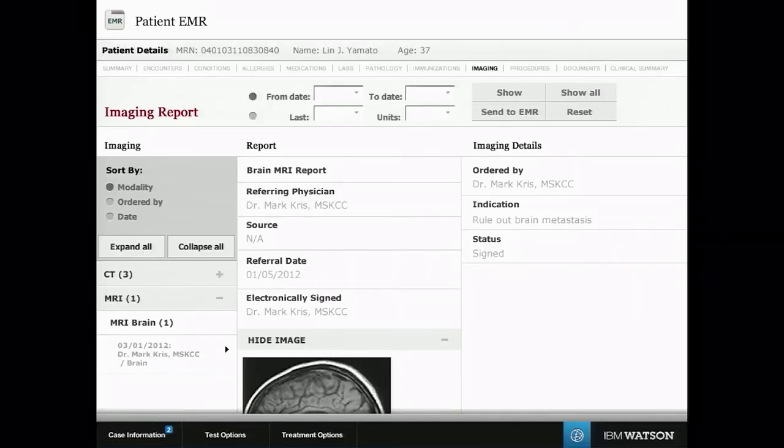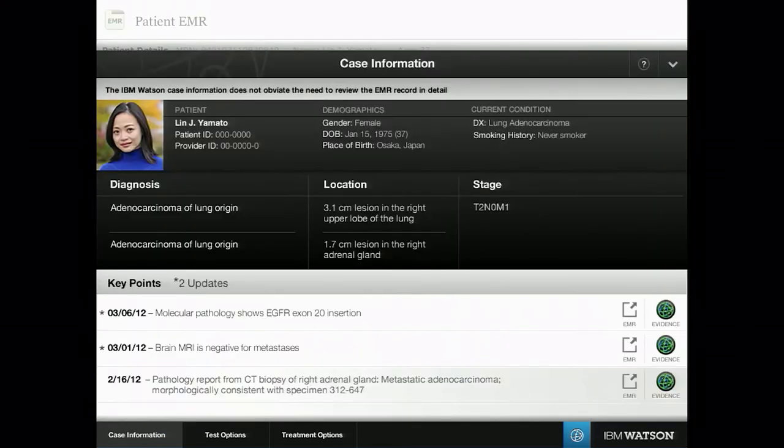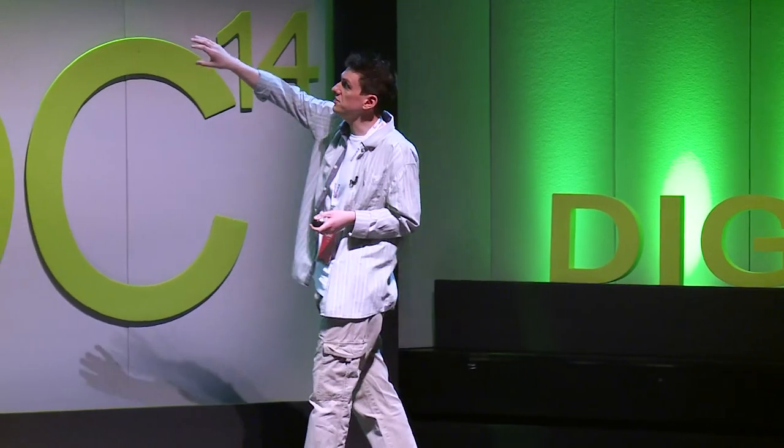Watson's review of the medical record, in the context of its ongoing earlier conversation with the oncologist, shows that there are two new bits of information, important bits of information that need to be brought to the oncologist's attention. So if I tap on that number two to bring up the case information tab, I see the two new results from the two new tests that were ordered. And that molecular pathology panel test that I mentioned earlier has revealed a mutation in the patient's EGFR gene, the epidermal growth factor receptor gene.